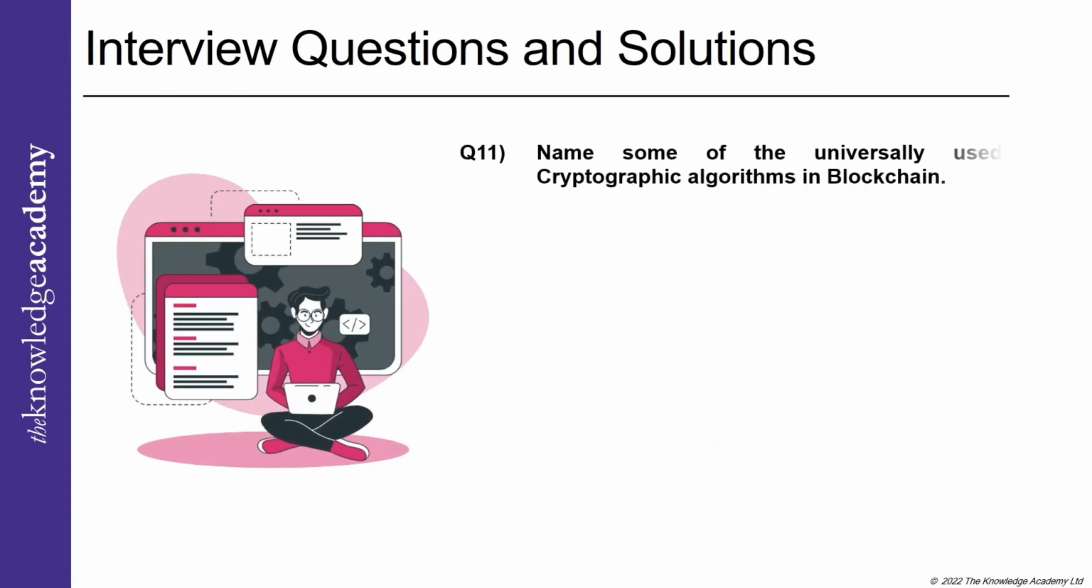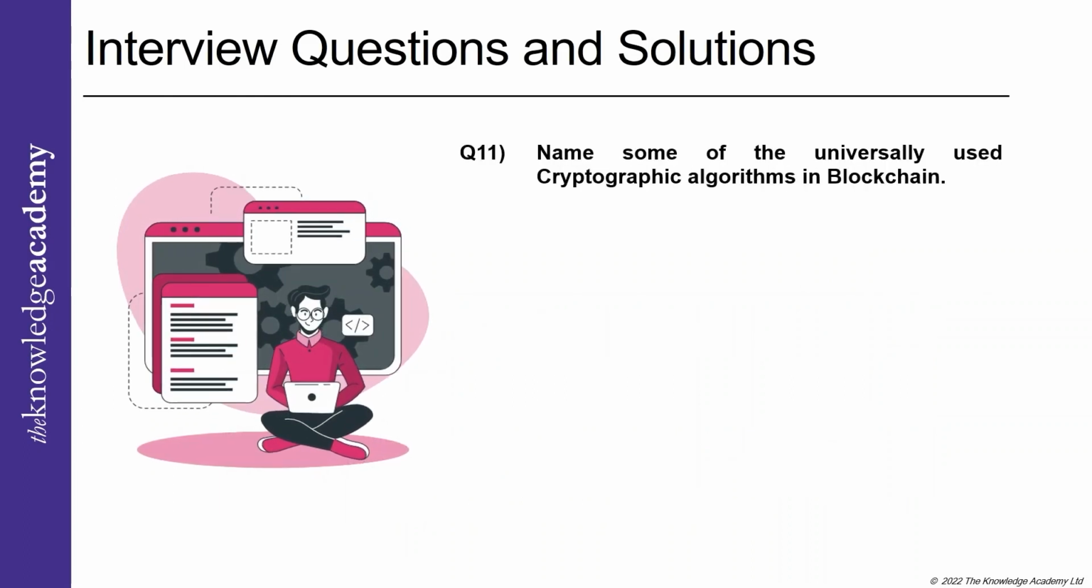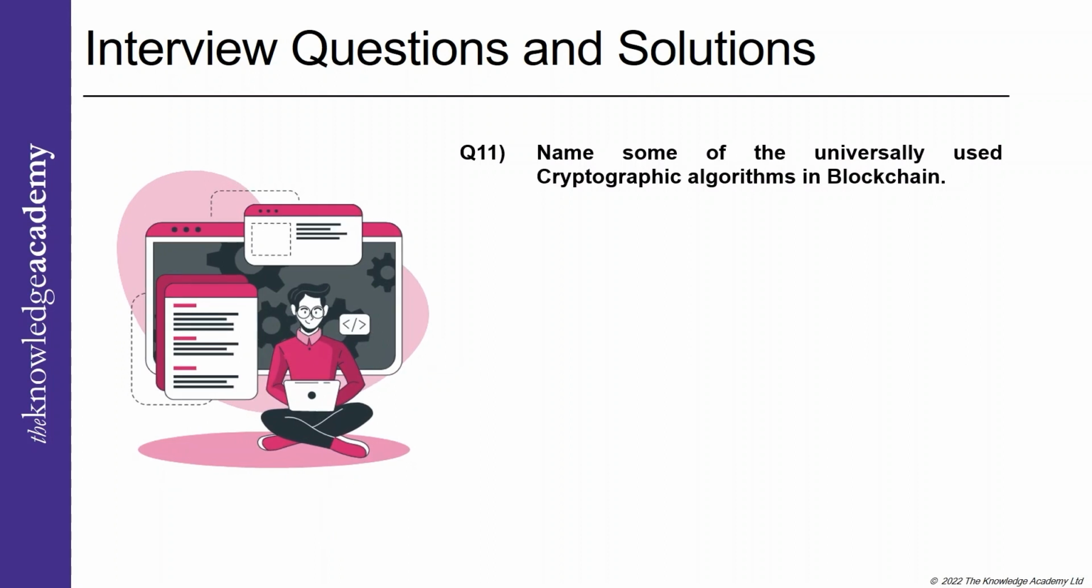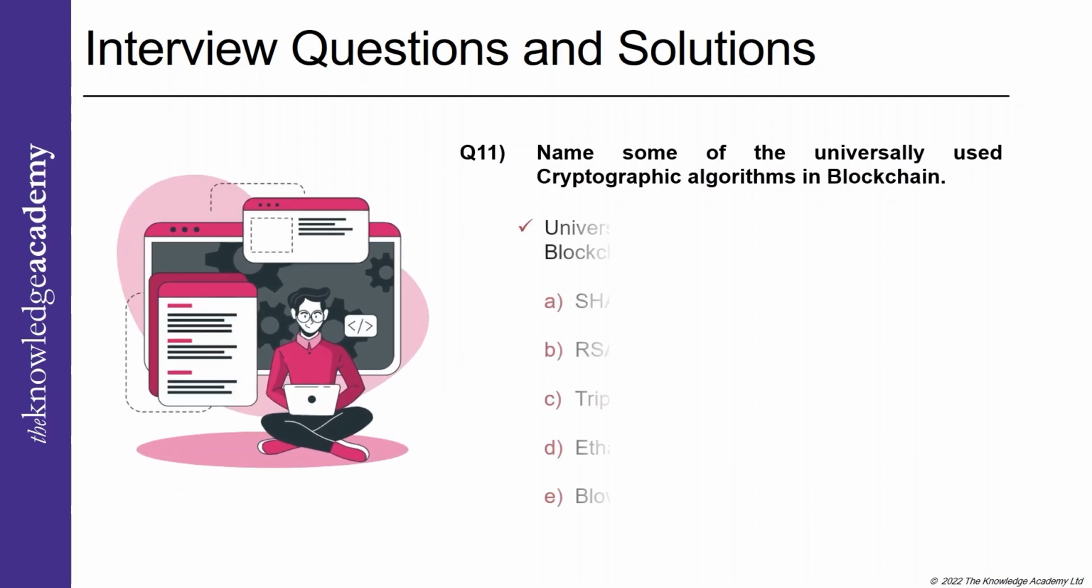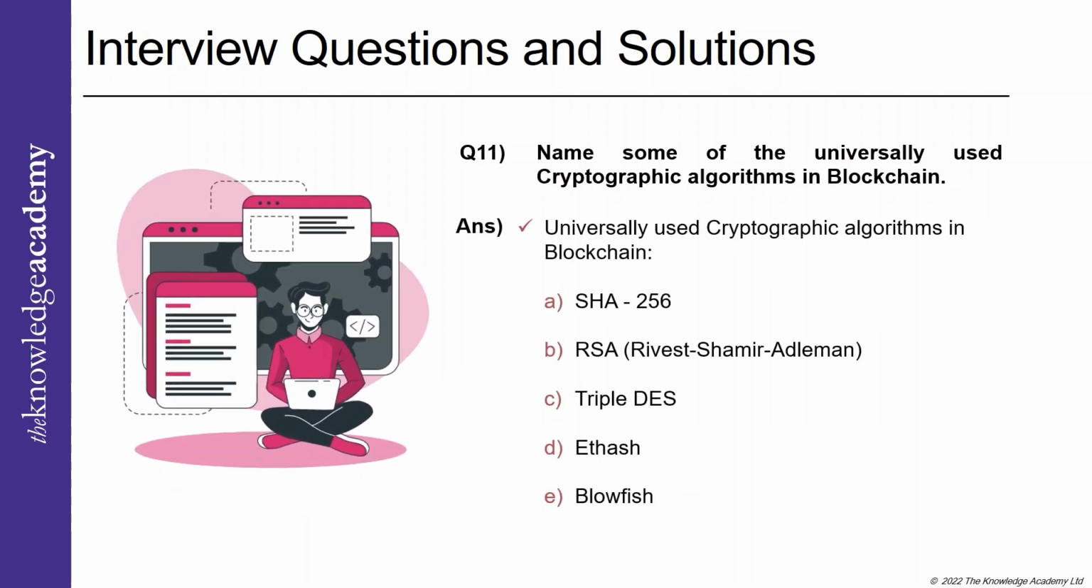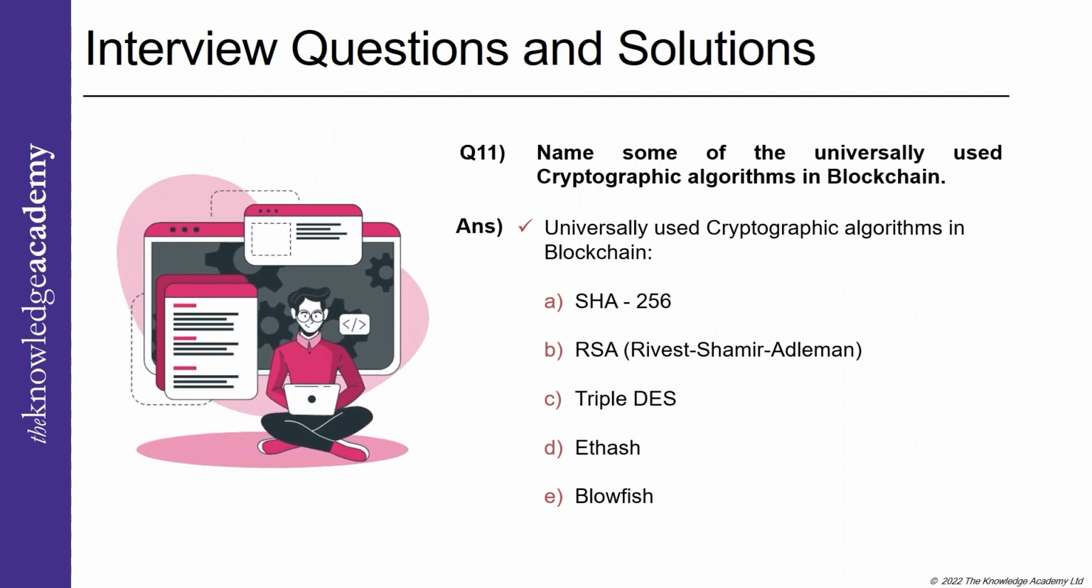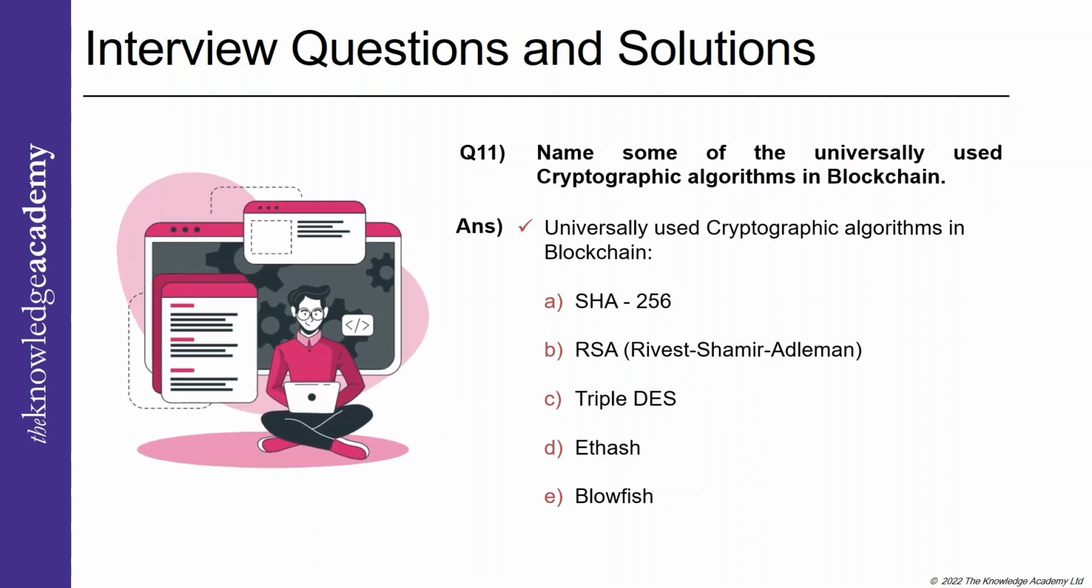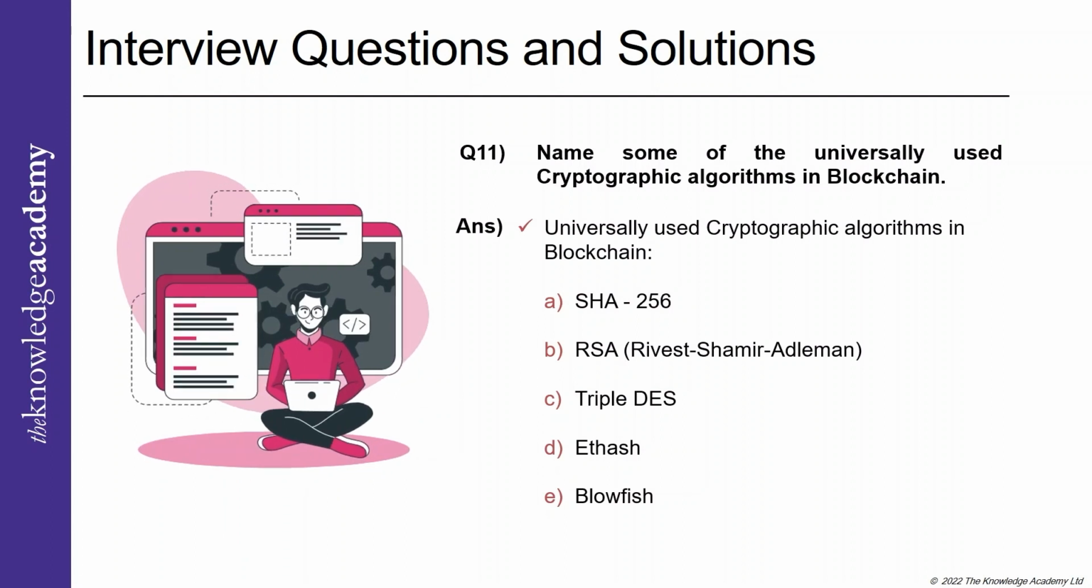Next question. Name some of the most universally used cryptographic algorithms in the blockchain. Answer. Below are a few universally used cryptographic algorithms in blockchain. The SHA-256, the RSA or the Rivest-Shamir-Adleman, Triple DES, Ethash, and Blowfish.